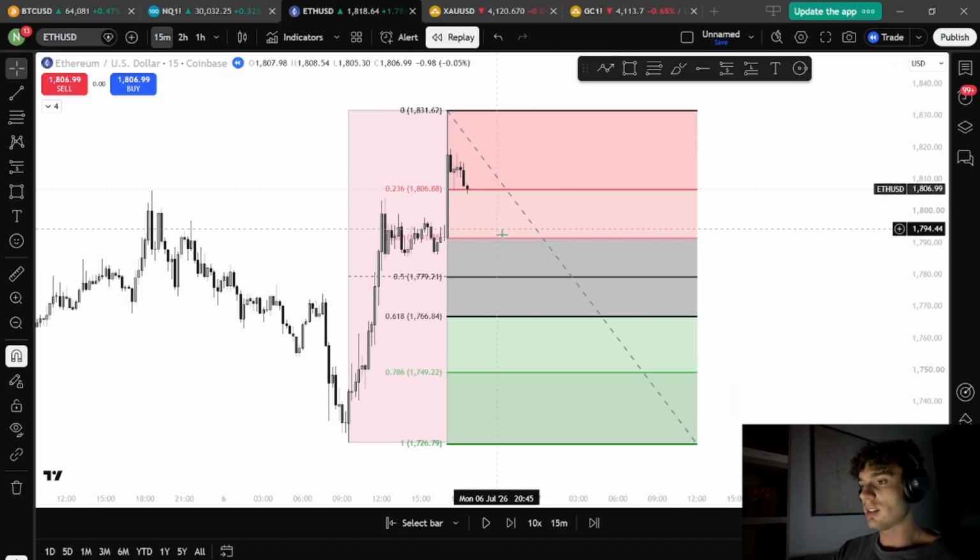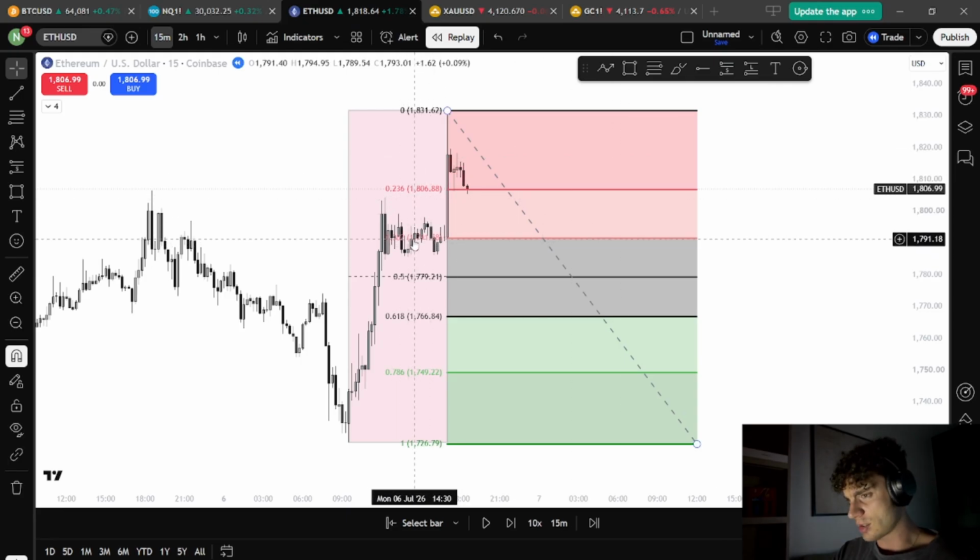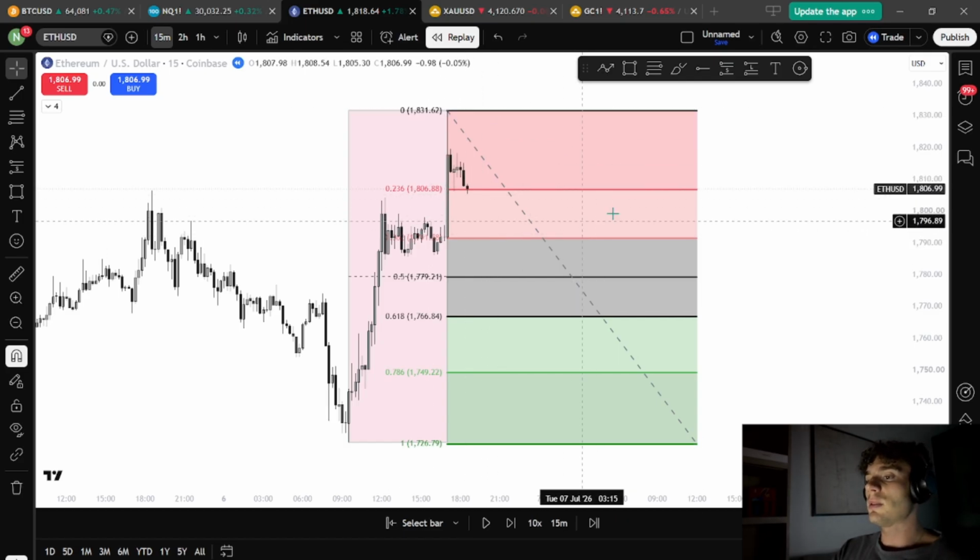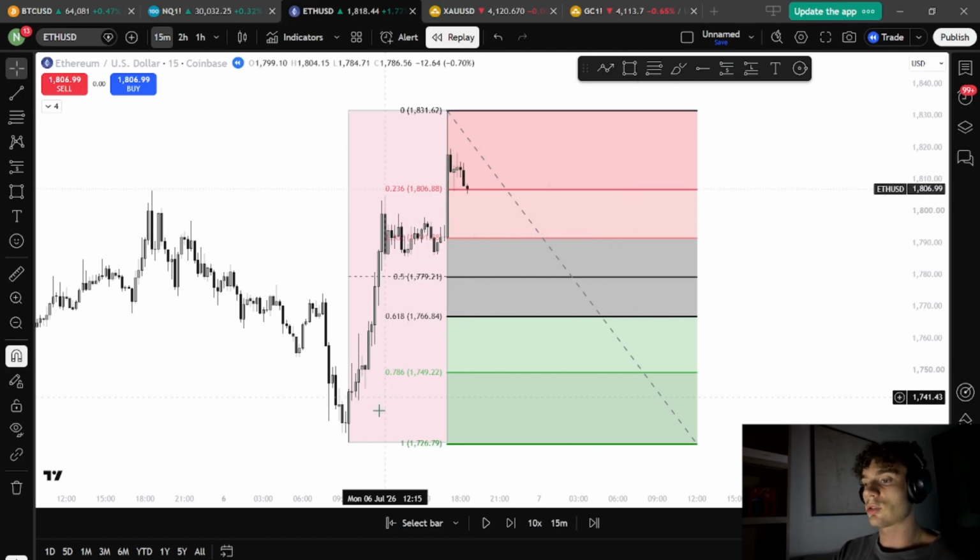So if the price is in the upper two areas, which are 0.236 and 0.3 something, I don't see from here, this means that the price is in the premium.